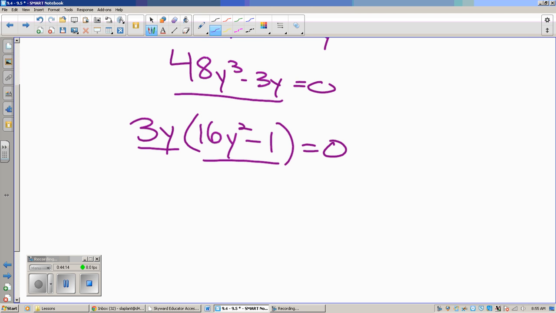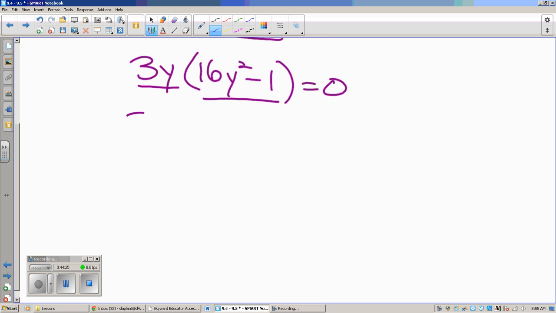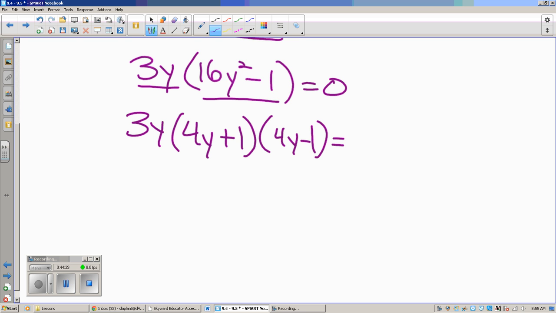16y squared minus 1. Is this factored? No, because there's a difference of perfect squares. We do have a difference of two perfect squares. So that's going to be 3y times, and tell me what that's going to equal here, Ben. 4y plus 1 and 4y minus 1. Good. 4y plus 1 times 4y minus 1 equals 0.